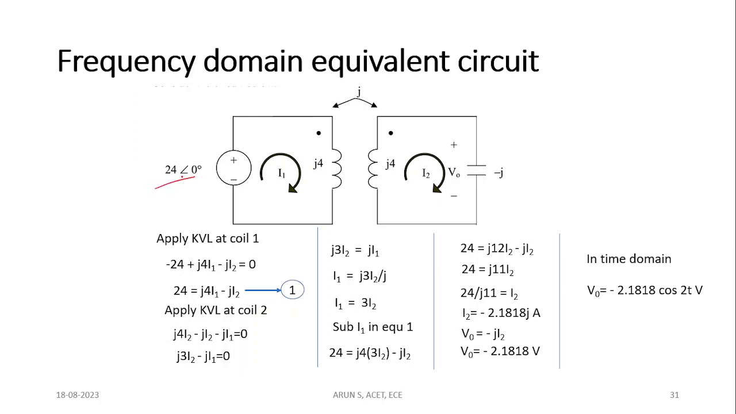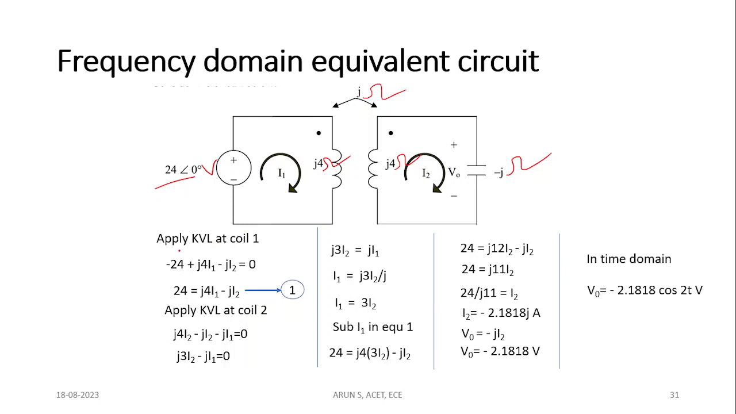So 24 angle 0 volts, J4 ohm, J4 ohm, this J ohm, this is minus J ohm. Okay, now we need to apply KVL for both the loops, and we'll be getting two different equations. We need to solve the equations and find out what is V0.